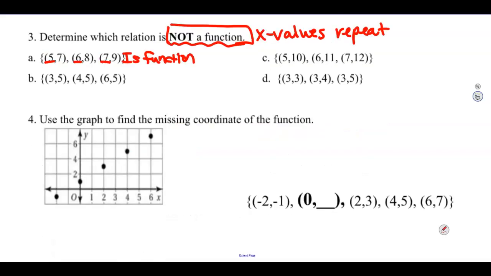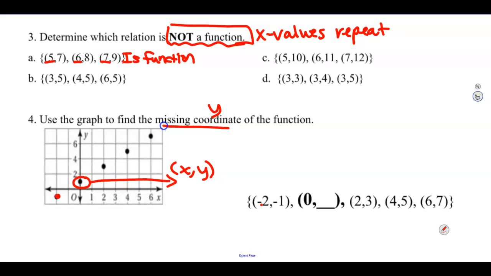Okay, the last one, we're just looking at a graph and we're going to find the missing coordinate of this function. It's a y coordinate we're looking for. So if I look, I have the -2, -1. That's right here, -2, -1. The next ordered pair is right here. All you have to do is tell me what that x comma y is.